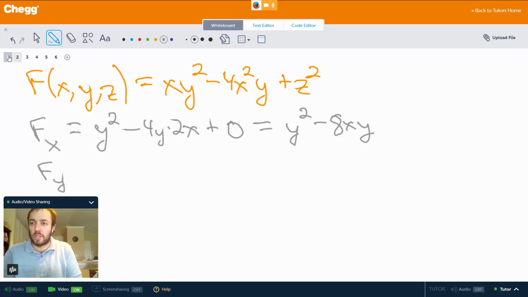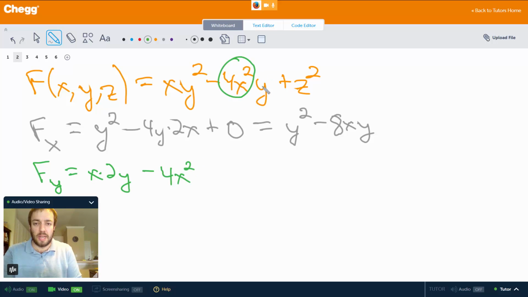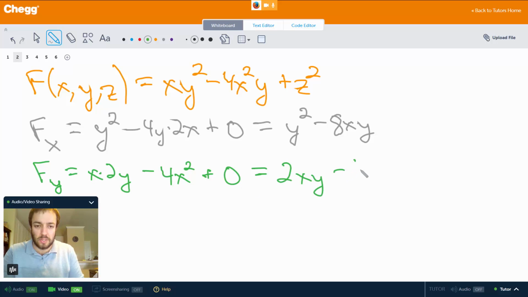Now we have the partial of f with respect to y. So here we have x times 2y, and then minus, this is just plain old 4x squared, because now this is the constant factor and this is the variable. And then plus 0, because z squared has nothing to do with x or y, so it becomes 0 when we differentiate with respect to x or y. So now this simplifies to 2xy minus 4x squared.